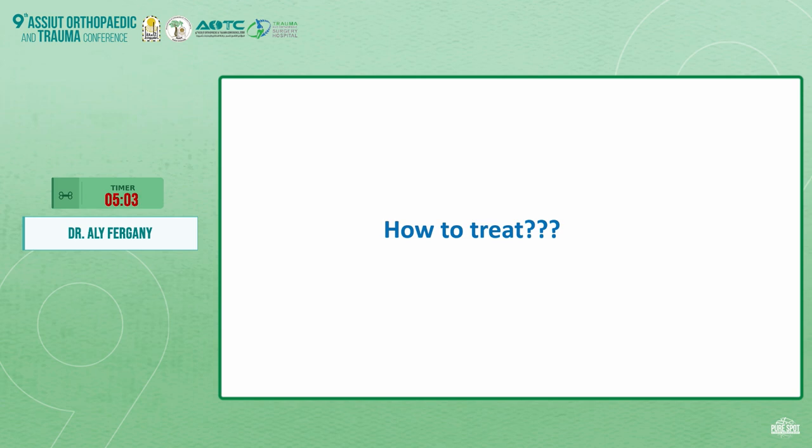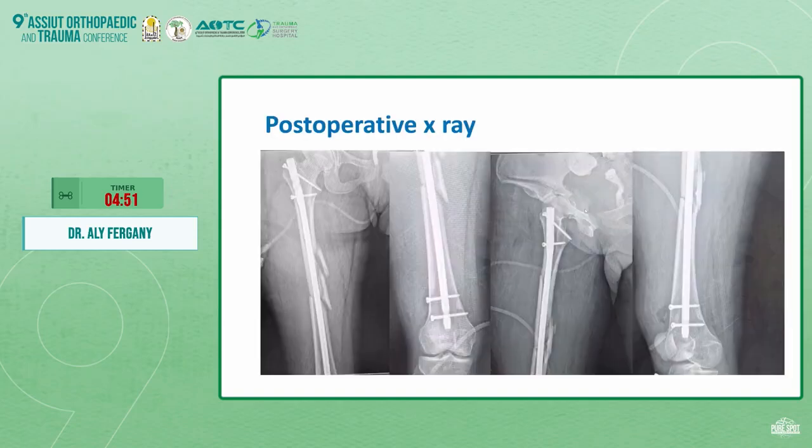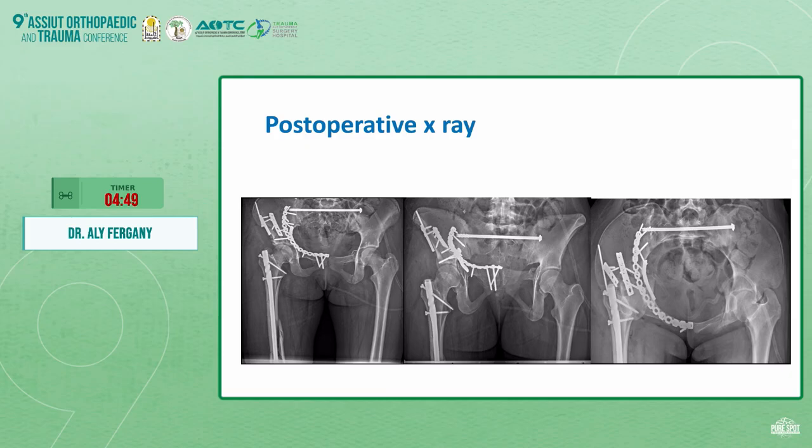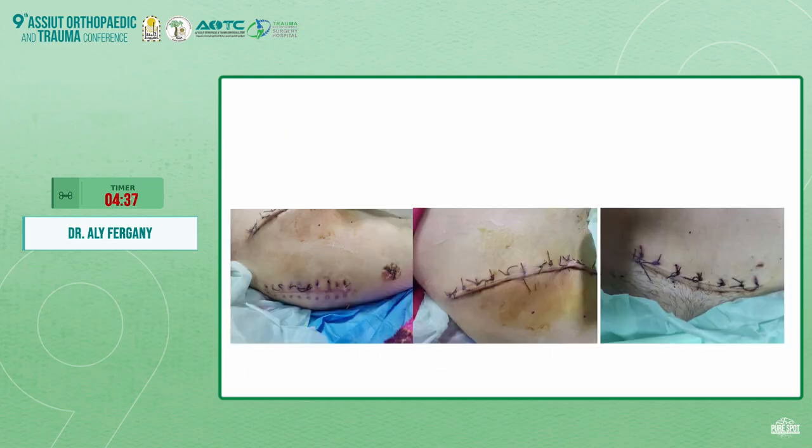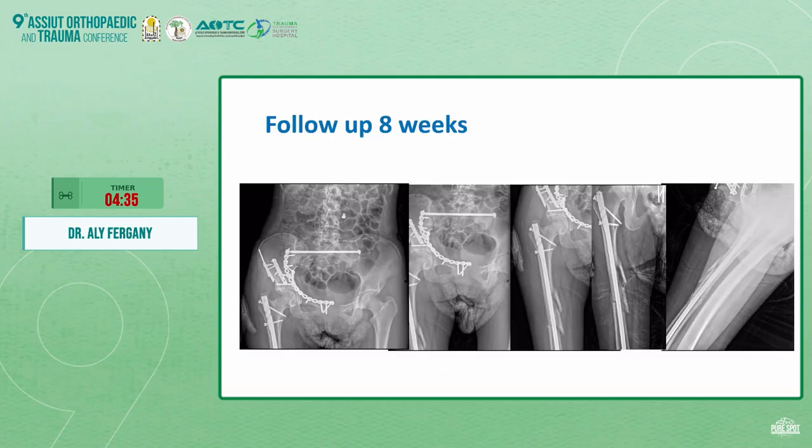How to treat? Start by pelvis or by femur? Who agrees with pelvis, acetabulum and pelvis first? Femur first? Yes, all of us start by femur first, then we go to fix the acetabulum. We use the modified Stoppa and the iliofemoral approach to reach the lateral part of the roof of the acetabulum. And this is the X-ray post-operative, and this is the wound of our patient.